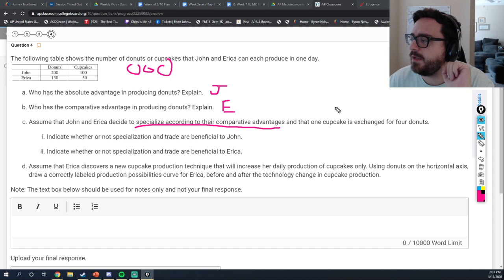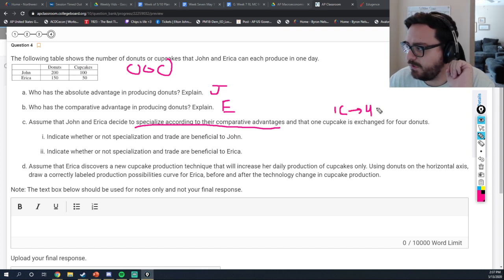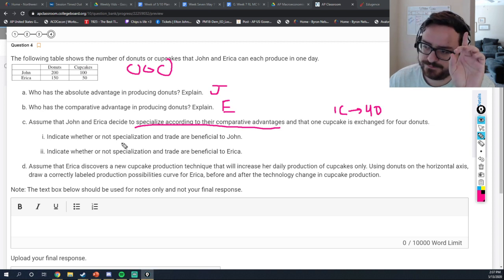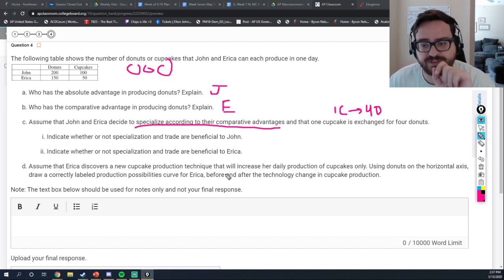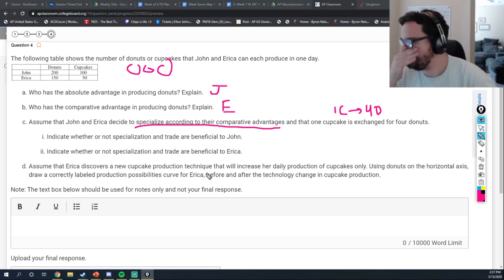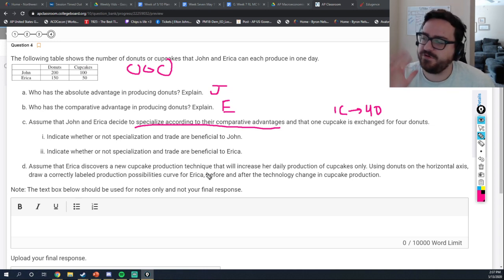And that one cupcake is exchanged for 4 donuts. Is this good for John? Is this good for Erica? That's the question. Okay, it's a term of trade problem again. First step, who's making what? Term of trade problem, first step I gotta figure out is who's making what.